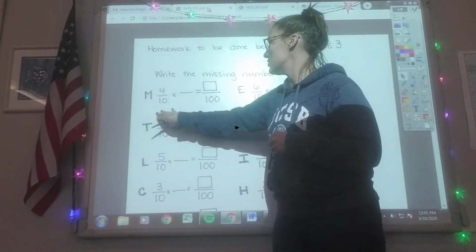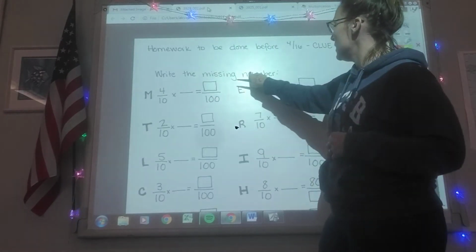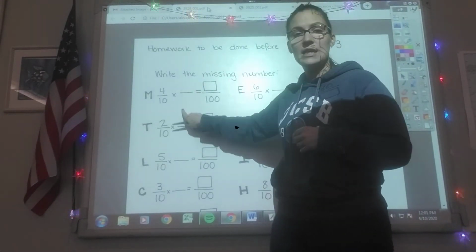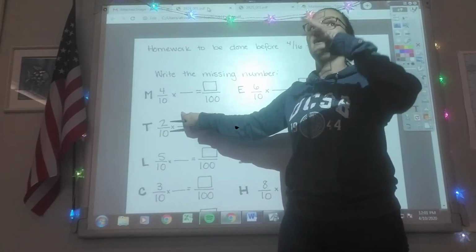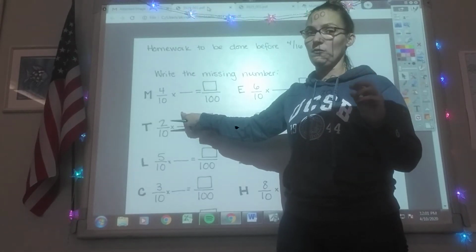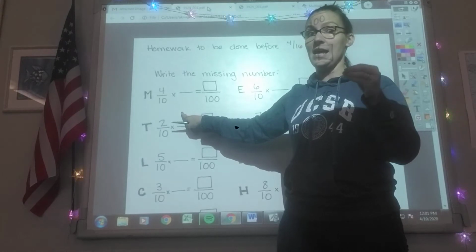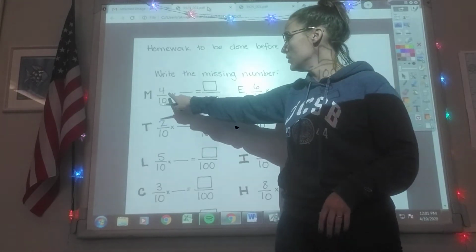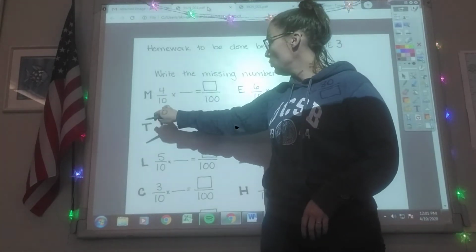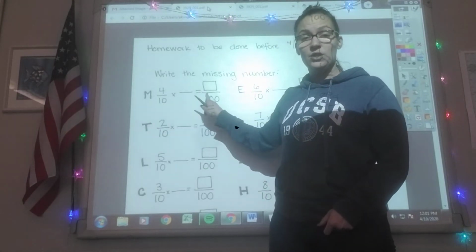Okay, so for instance, here's the first one. It says write the missing number, but I'm giving you the hint here that you need to multiply something. And because we're talking about equivalent fractions, we're multiplying the numerator and the denominator by the same number. So here we have 4/10. We're trying to get from 10 to 100.